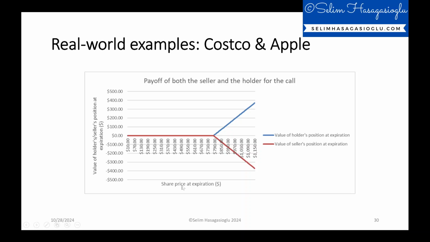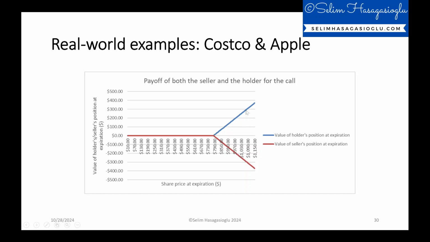So when you look at the zero-sum nature of the options, it is very visible. In this plot, we have share price at expiration on the horizontal axis and value of holder's or seller's position at expiration on the vertical axis. Remember, when the stock price is less than the strike price, the option will not be exercised. So both the value of the holder's position and the value of the seller's position at expiration will be zero. But of course, in this case, because the option holder has paid some money to buy these options, they will probably lose some money, and the seller will also gain some money because they sold the option contract in the first place.